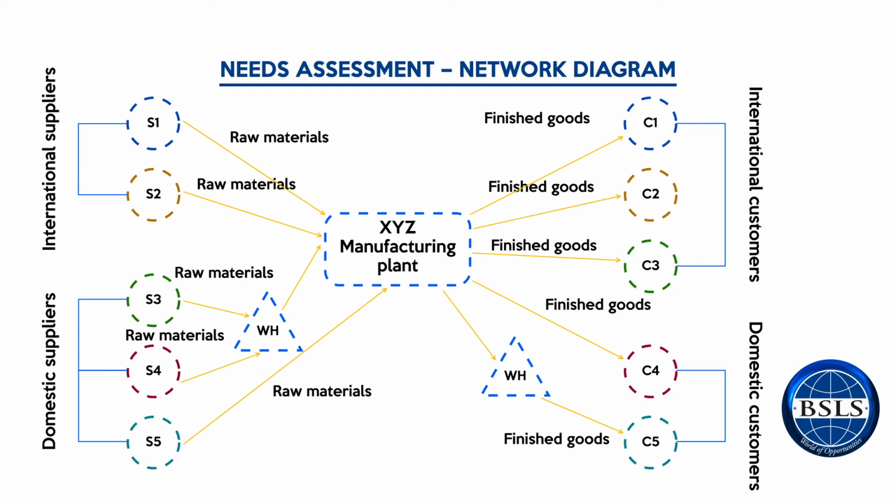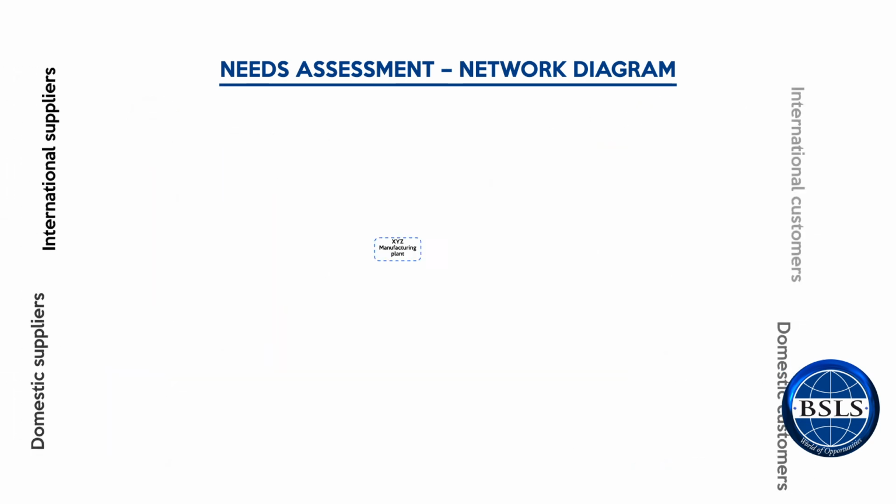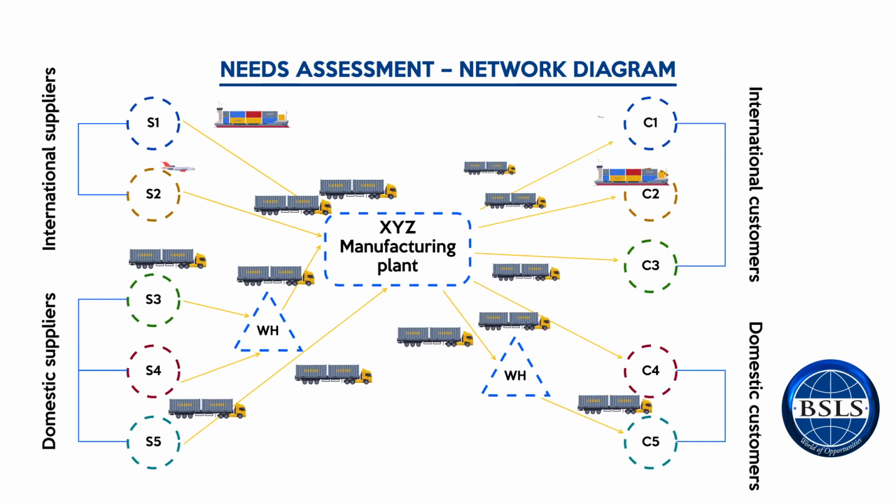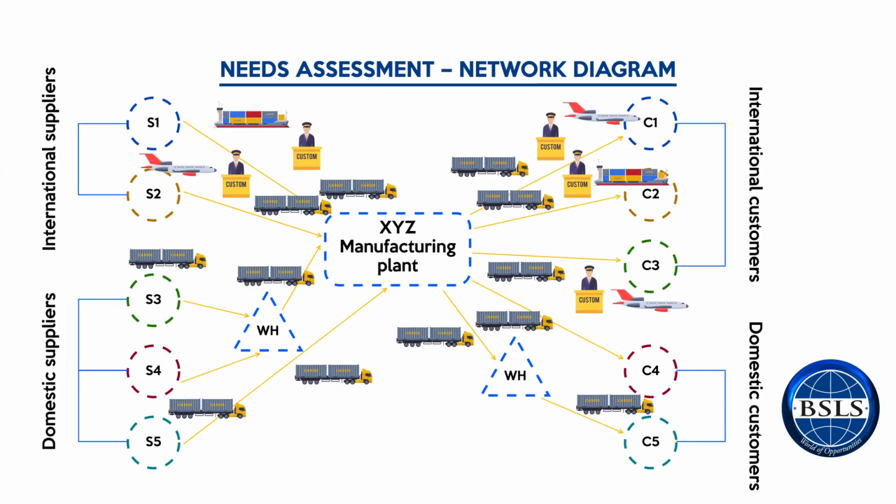Let us now understand the different modes of transportation that are involved in the supply chain. First, the materials from supplier 1 are transported using ocean freight. Material from supplier 2 are transported using air freight. On the other hand, supplier 3, supplier 4 and supplier 5 are transporting the materials using truck, which is the most preferred mode of transportation for domestic cargo.